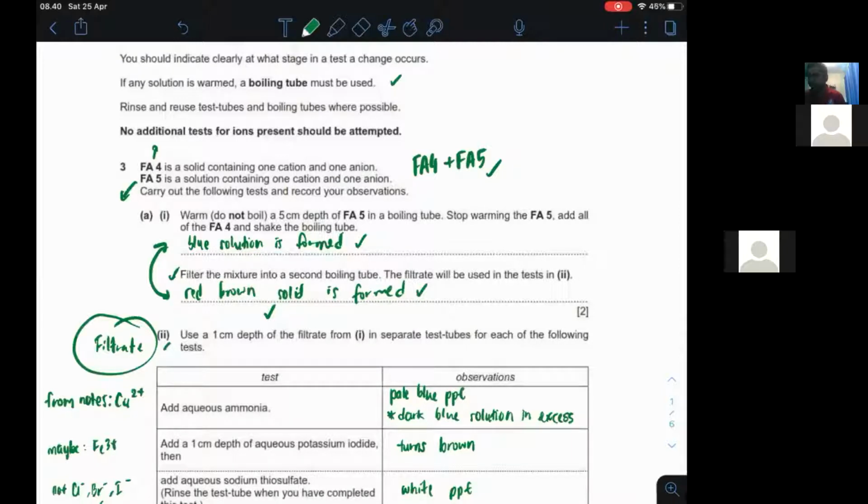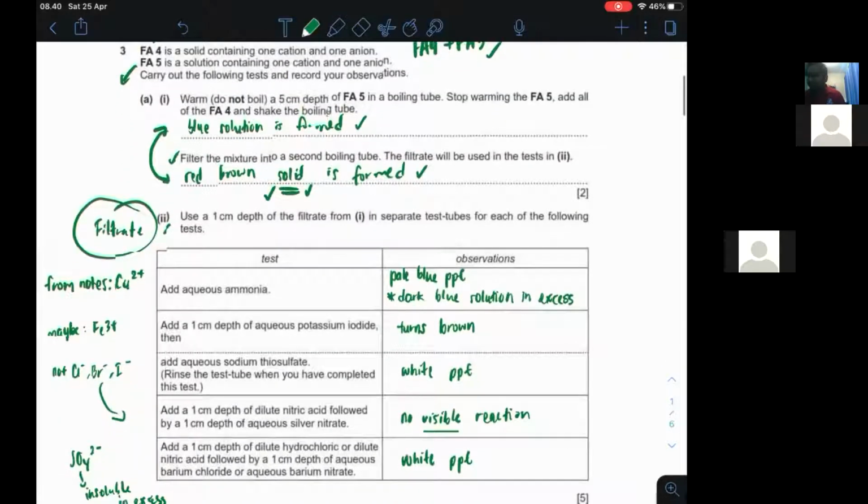Take note, they are very particular about this term solid. Red-brown solid. You cannot just say red-brown something is formed. So it is important to say it's a solid, or you say red-brown precipitate is formed. It's okay. I think better, precipitate or solid. Please indicate something over there.